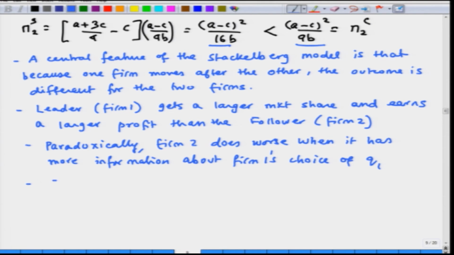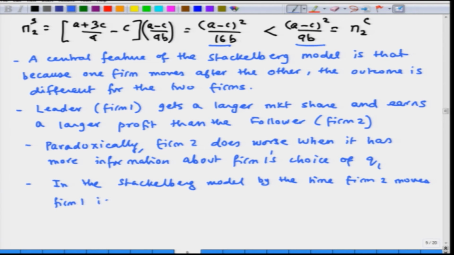In the Stackelberg model, right. So, in the Stackelberg model, by the time firm 2 moves, firm 1 is committed to producing Q1S, which is equal to (A minus C) upon 2B units, right.